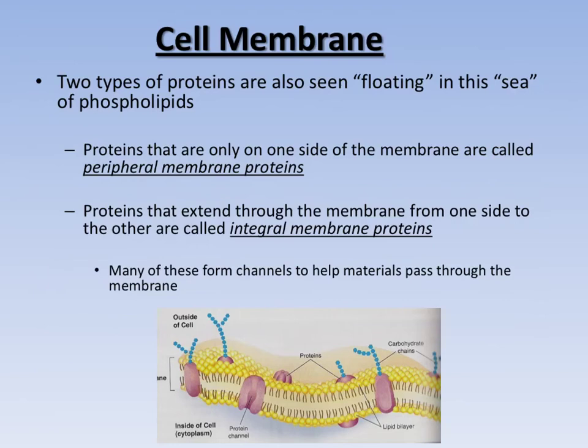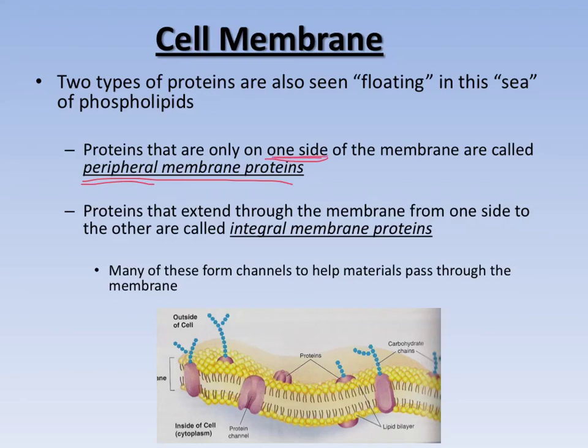Now, there are two types of proteins that are also seen floating around in this sea of phospholipids, as we usually draw it. These proteins are named based on where we find them. If they're only attached to one side of the membrane, we call those peripheral membrane proteins. Peripheral means along the edges. If you go to a volleyball game, everybody's sitting at the periphery of the court, around the outside. So peripheral membrane proteins are only on one side of the membrane or the other.